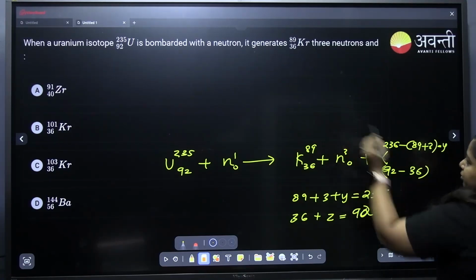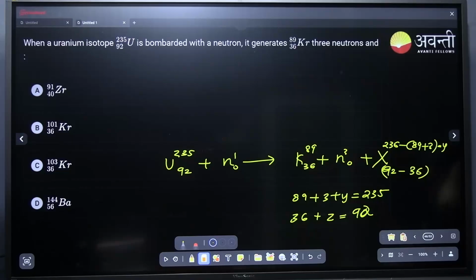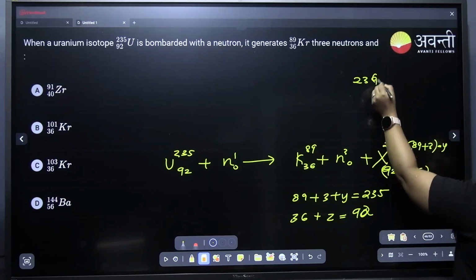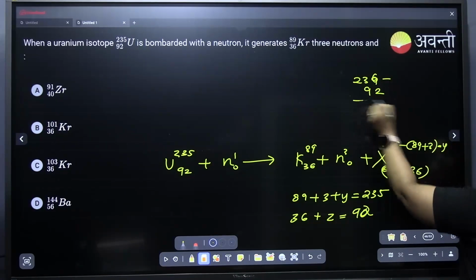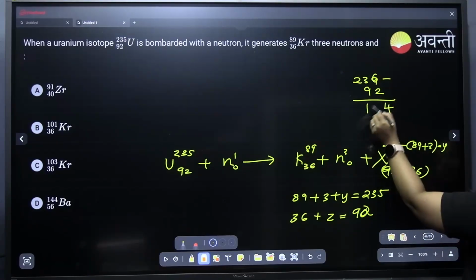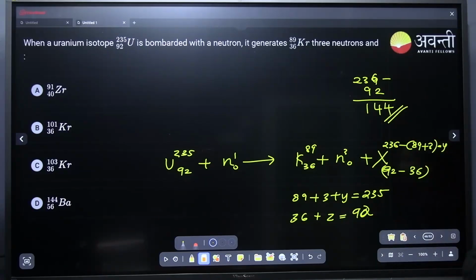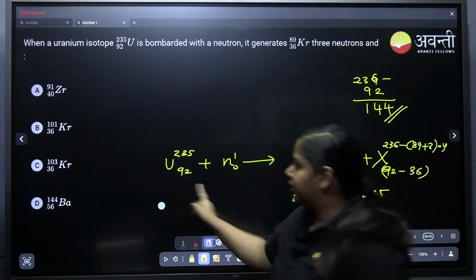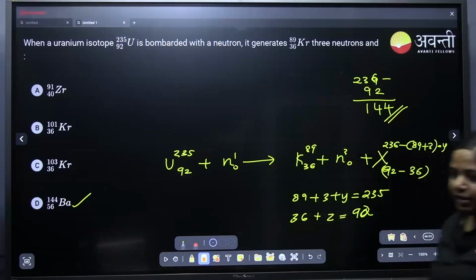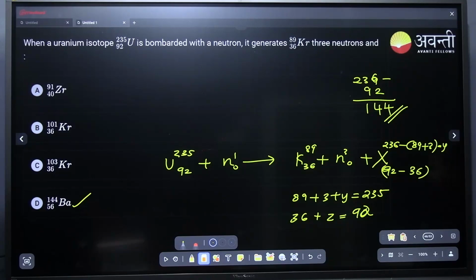So here Y will become 89 plus 3, that is equal to 92. So 236 minus 92: 6 minus 2 is 4, and 23 minus 9 is 14, so 144. With that only you will get answer D. Only one option is there. Is that clear? Okay, moving on.